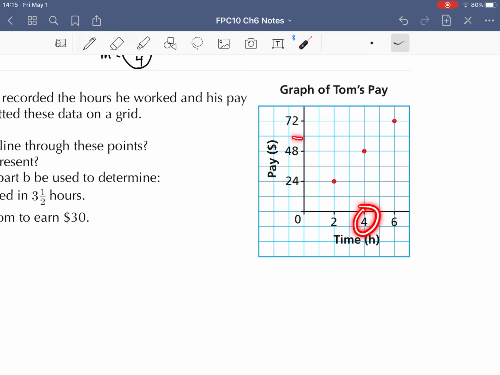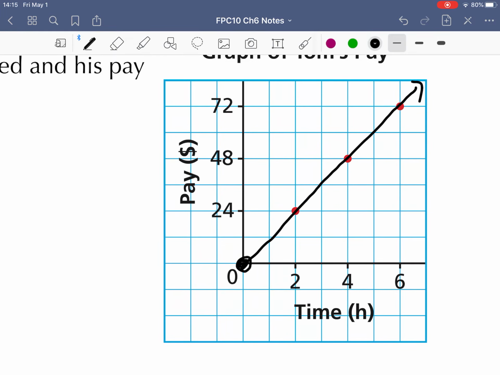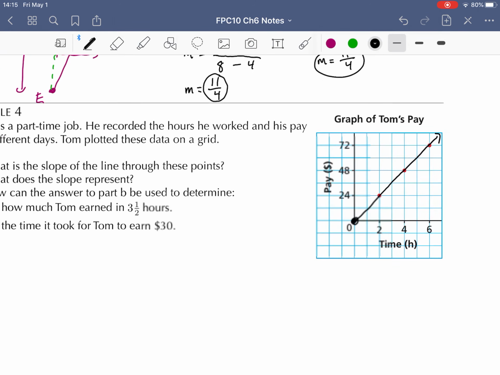So he worked 2 hours, he earned $24. He worked 4 hours, he earned $48. He worked 6 hours, he earned $72. We could draw a nice line through this graph. Now, we could assume that if he works 0 hours, he'll get $0, but we don't know.